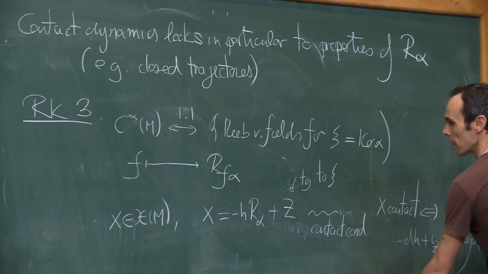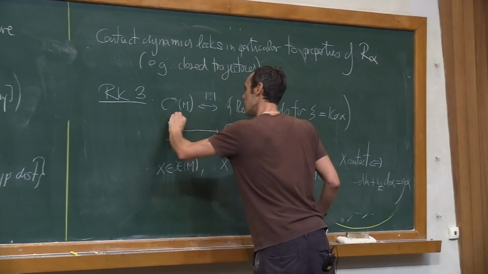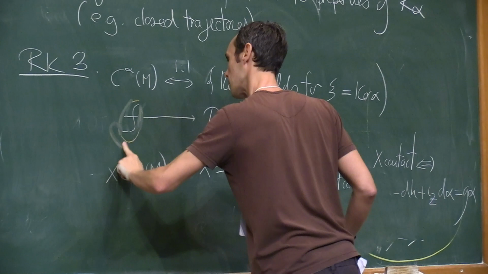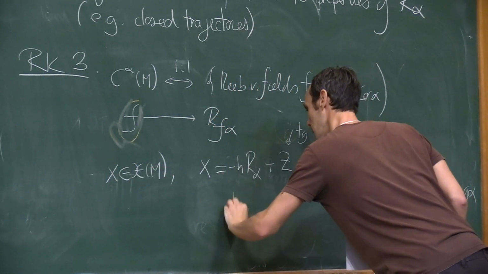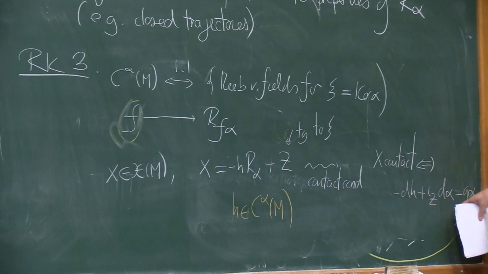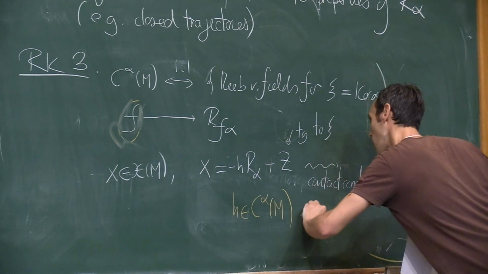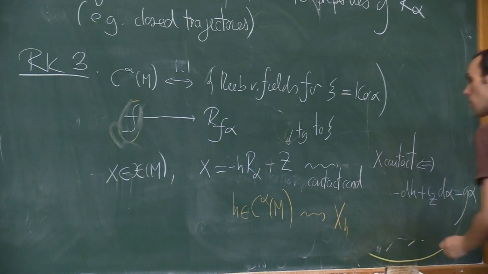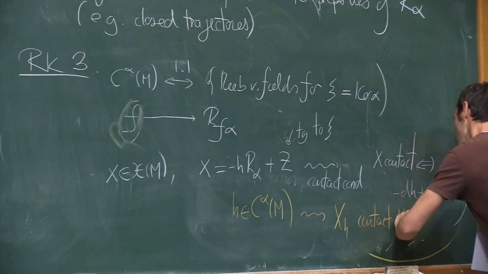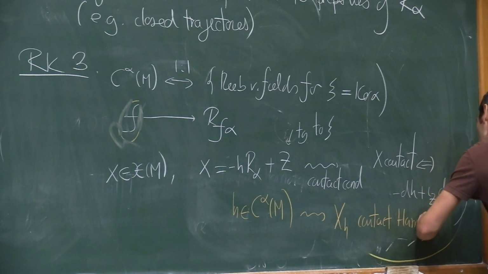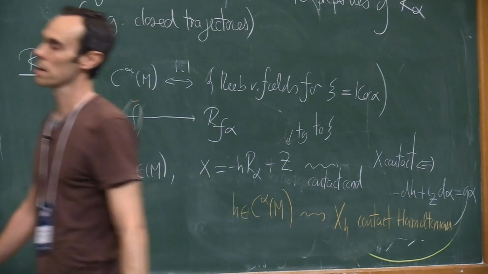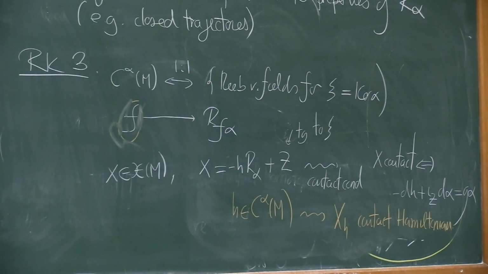In particular, it tells you that given any function H, you can solve this equation uniquely and produce the corresponding contact vector field, which is the so-called contact Hamiltonian. So this is the contact Hamiltonian of the function H. And now you can do several things with those contact Hamiltonians.